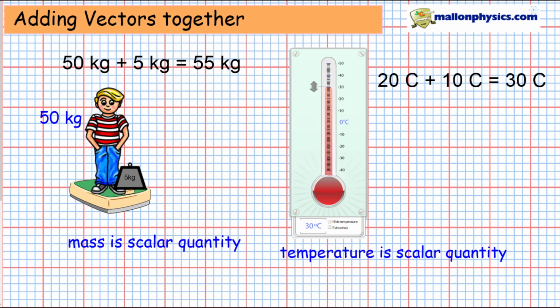Now adding vector quantities together is much harder. You have to take into account the vector's magnitude and direction. Now that's best done by arrows. So let's see how it's done.